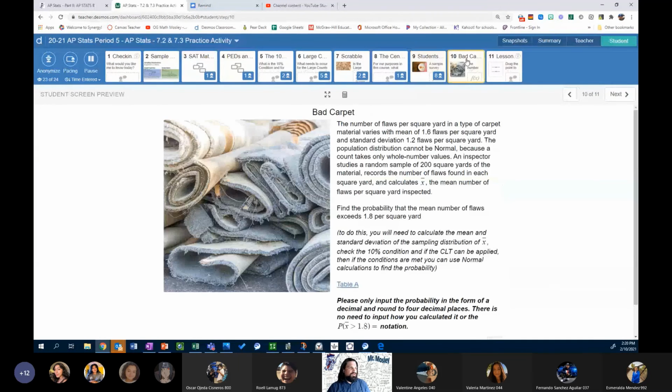Right. If we look at the next one, the bad carpet example, there's going to be a lot of the similar steps, except now we're dealing with a sample mean instead of a sample proportion. Right, but we're answering similar types of questions. Right, with just the way that we calculate the mean and standard deviation, and we justify using a normal distribution changes.